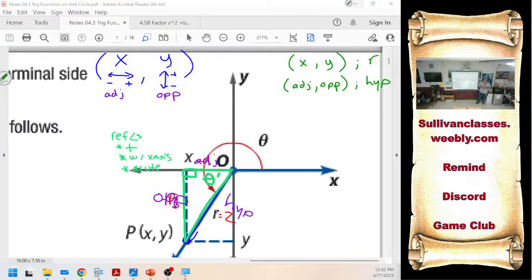Just this idea, beginning of 4-3. R is radius. And if it helps you, these can be negative. In fact, we should probably write that up here. These can be negative to show direction. This is distance from origin. So because it's distance, it's always positive.